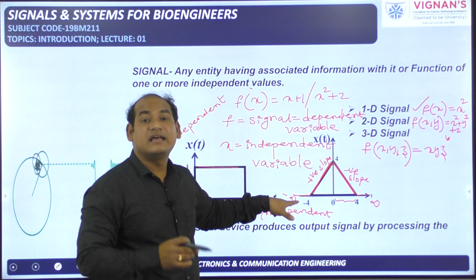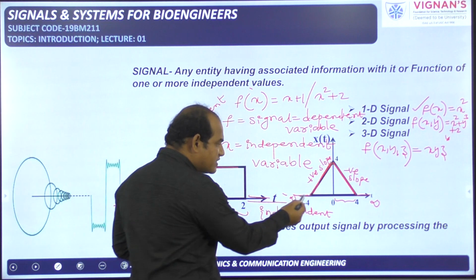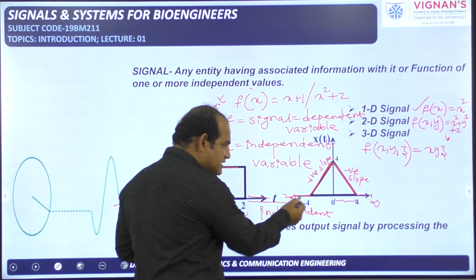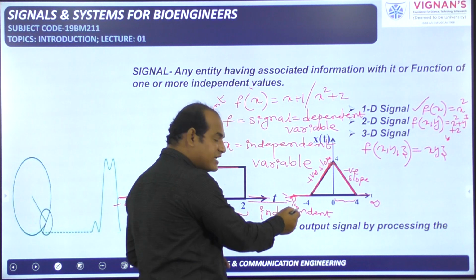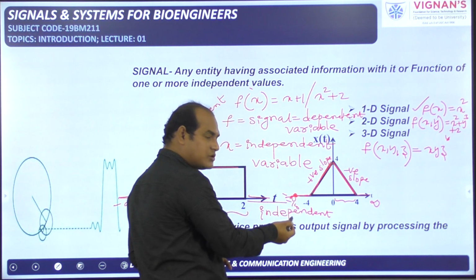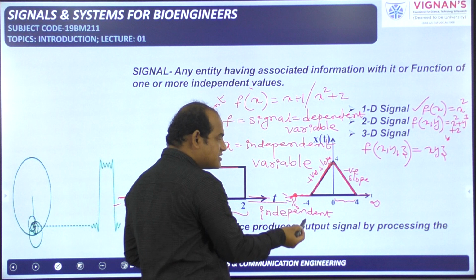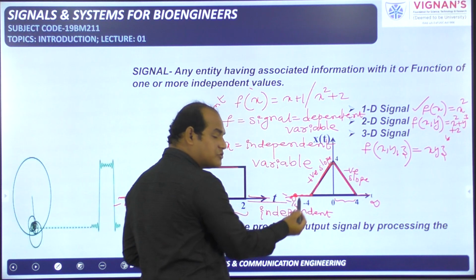You can tell now, at t equal to -100, what is the amplitude of this particular signal? 0. From -infinity to -4 the amplitude is 0, so -100 may be here, and here you will get amplitude 0 only. At -10 also amplitude is 0 only. At -4 also amplitude is 0 only.